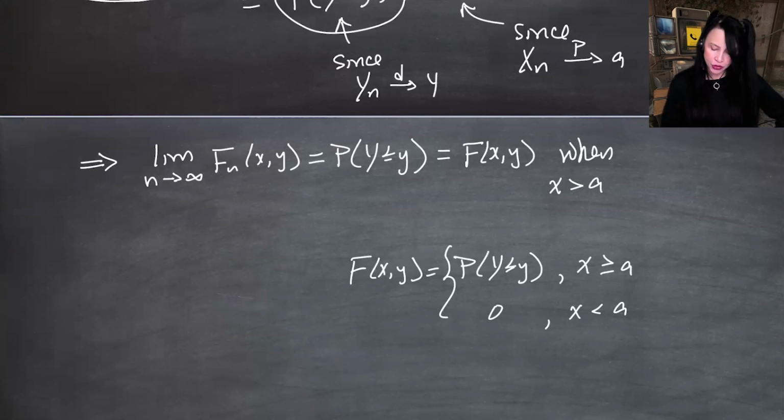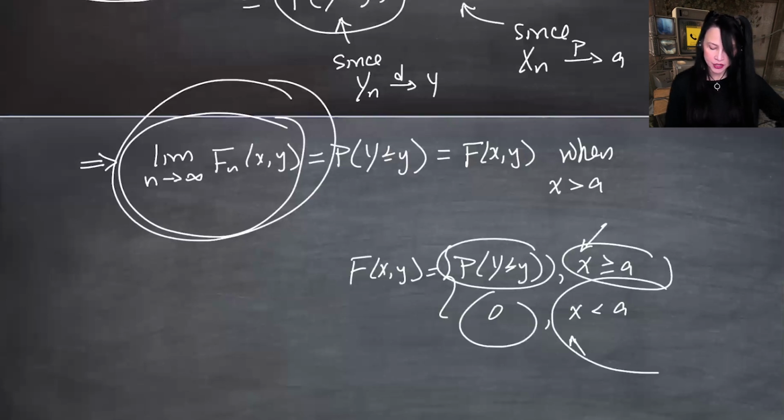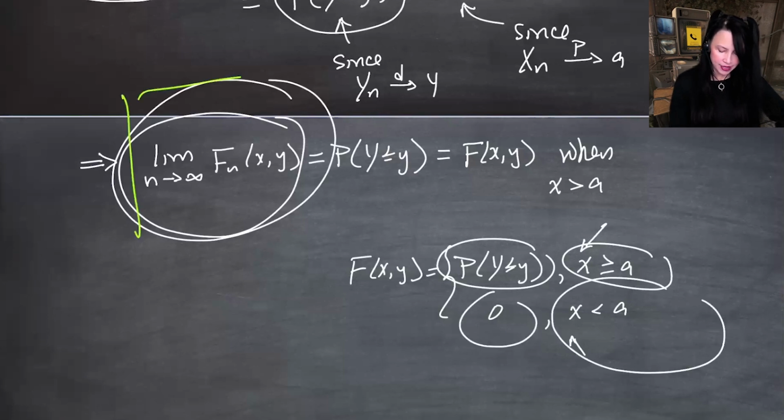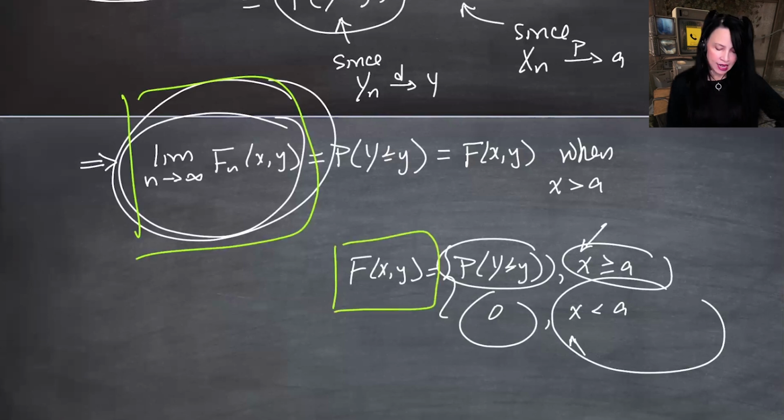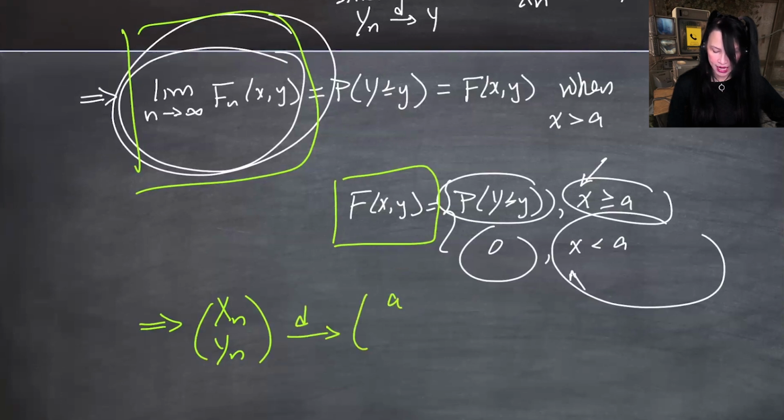So we looked at all the x's strictly greater than a and all the x's strictly less than a, and we did get that this approached this when it needed to, and this approached this when it needed to, and therefore this is approaching this. And that is how we show that the vector xn and yn is converging in distribution to the vector a and y, starting with the assumption that xn converges in probability to a and yn converges in distribution to y.